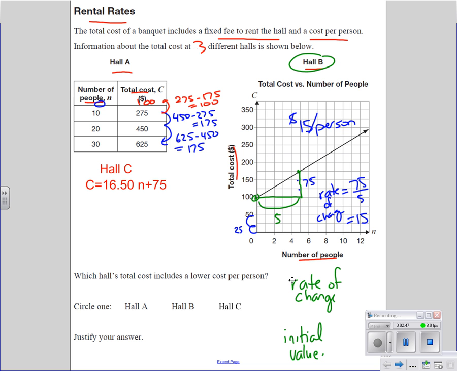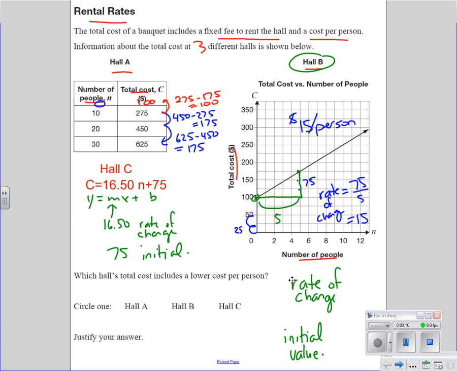For C, when I look at the equation, usually it's y equals mx plus b, then I know my rate of change is going to be the number in front of the n. 16.50 is the rate of change, and 75 is the initial value.